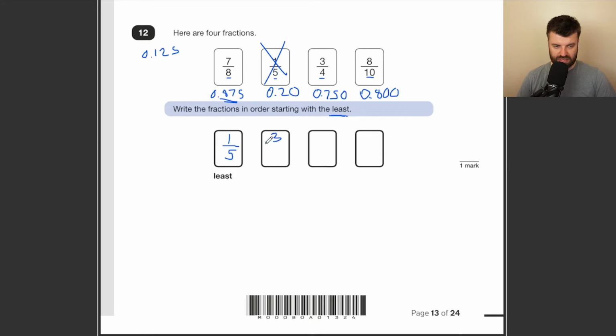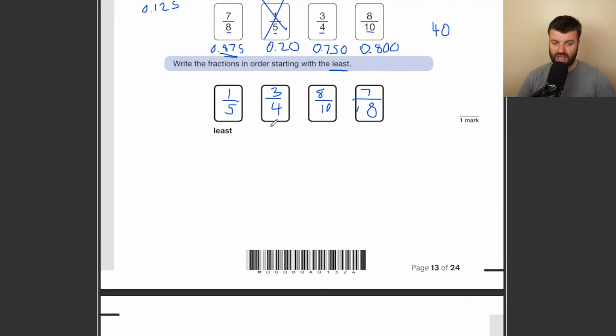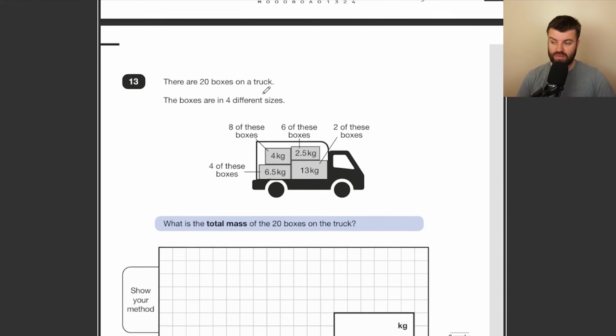So the next smallest is 3/4, 0.750, then it's 8/10, 0.800, and then finally 7/8 is the largest, which is 0.875. If you were stuck, you could find a common denominator here of 40. Yeah, because 8 goes into 40, 4 goes into 40, 10 goes into 40. You could change all the fractions. It would take longer, but it would be a valid way of working out this question. But if you know your decimals, that's how you can answer it much more quickly.